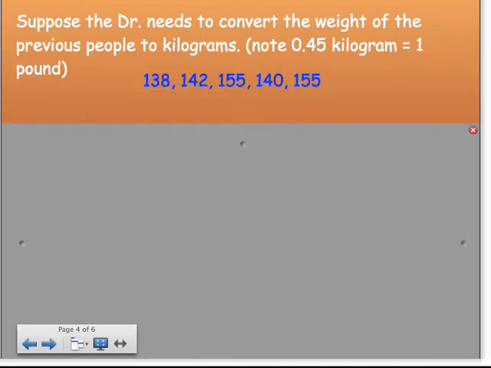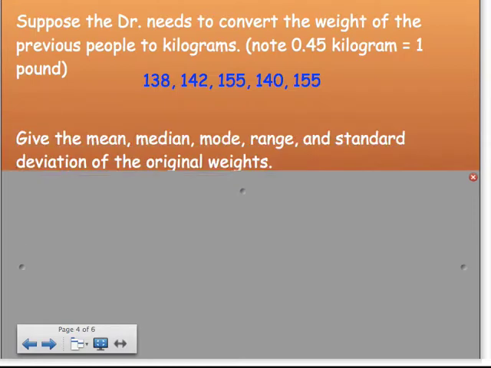So you can see here that I still have the same original weights, 138, 142, 155, 140, and 155. But in this case, the doctor needs to convert the weight of the previous people to kilograms. So I want to convert all these poundages to kilograms. You can see the note there that 0.45 kilogram equals 1 pound. And so what I need to do is figure out, well, if I want to convert them to kilograms, I want to multiply by 0.45. So it's going to ask me again to give the mean, median, mode, range, and standard deviation.